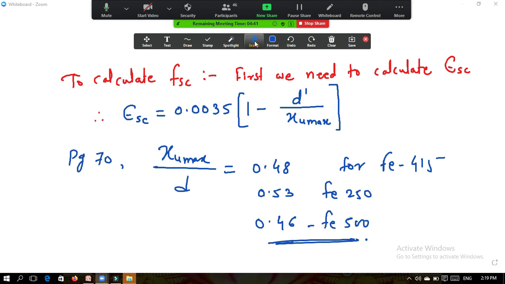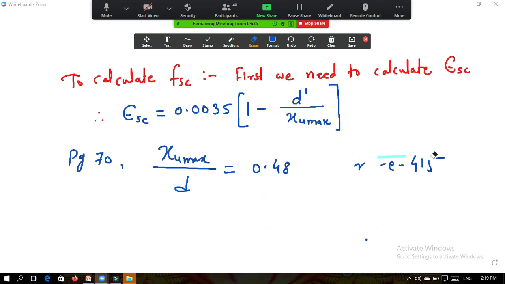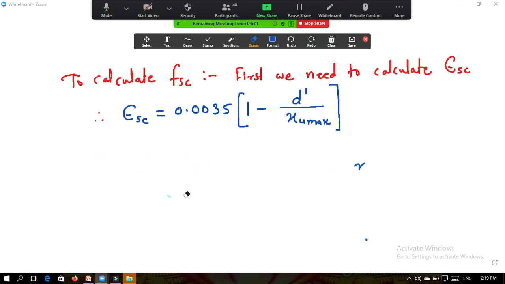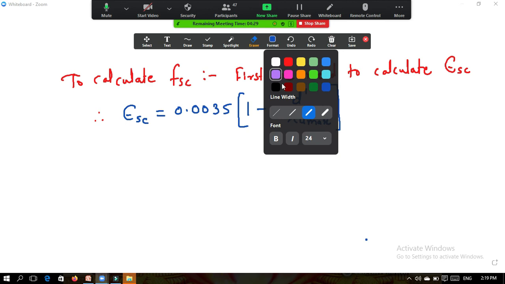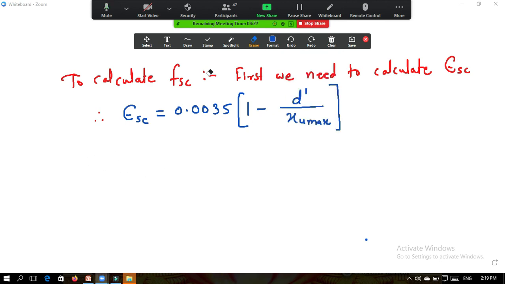So now first of all we need to calculate the value of XU max. So how to calculate the XU max? Here, XU max upon D is equal to 0.48.